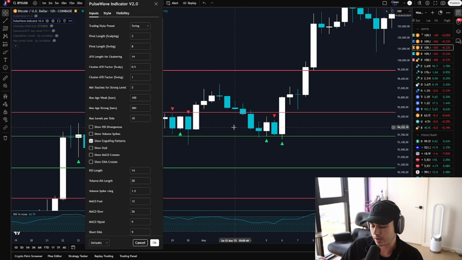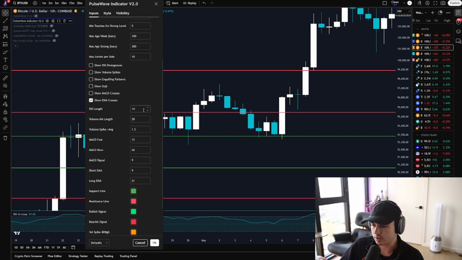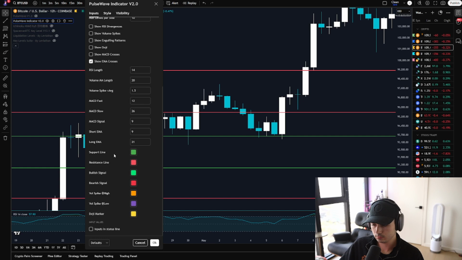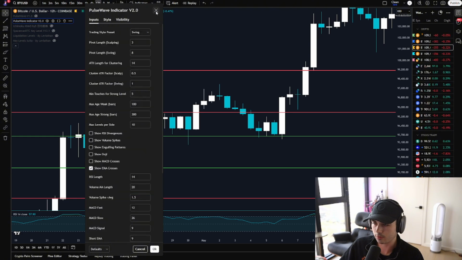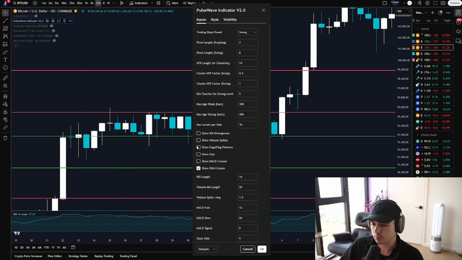Show engulfing patterns. I don't personally use this, but I know a lot of other traders who do use it. They like it a lot. Show doji. Show MACD crosses, show EMA crosses, and all these settings can be customized inside of here. So you could customize the MACD fast, slow, signal, all that stuff. Very, very simple. All the colors you could customize too. You could customize the style in here for all the special confirmations. But I have set this up to be a really straightforward indicator.